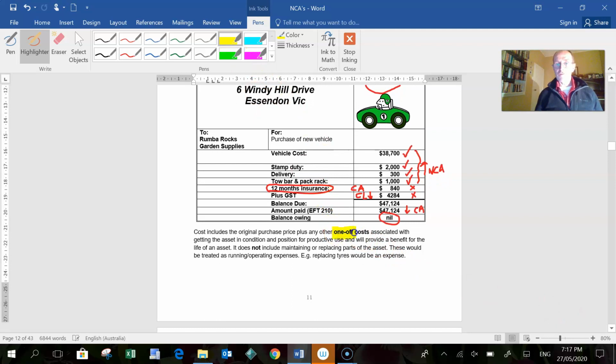That's not a bad way of identifying one-off costs, so they're only paid once. You're only going to pay stamp duty once. You're only going to pay delivery once. You're only going to put the tow bar and pack rack on once. But insurance, you're going to keep paying insurance. GST, you're going to keep paying in GST. If there was a service agreement, you'd keep paying it. If we replace the tyres on the vehicle, you're going to keep replacing tyres. They're not one-off costs. When you service and maintain the vehicle, they're not one-off. They happen all the time. So they're expenses or treated as current assets.